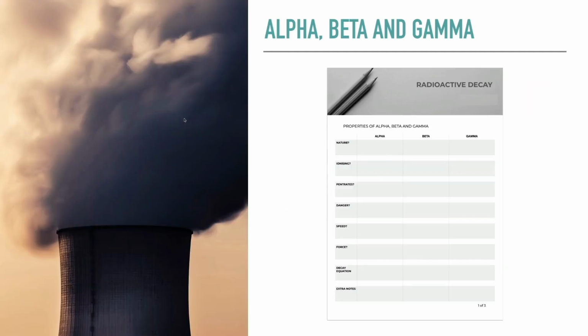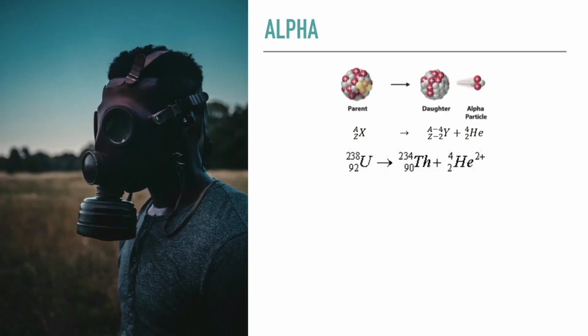So you have a table with the accompanying worksheet that looks like this. You can see there's a column for alpha particles, a column for beta particles, and a column for gamma particles. I'd like you to fill out the column as we talk through the properties in the following slides. So get your table ready, please. Let's start with alpha particles.